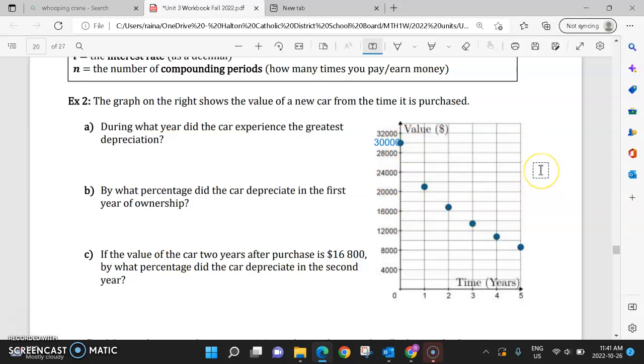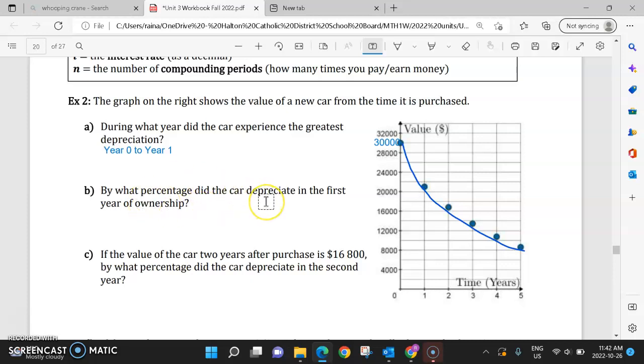During what year did the car experience the greatest depreciation? So if you look at this graph here, I'm going to draw a line connecting these dots, and you want to look for the line that has the steepest slope. So what is the most drastic decrease that you're looking at? And you'll notice that the most drastic decrease here is between year zero and year one. So I would say year one. Okay, year zero to year one. So over the course of the first year, and that's normally very common. The value of a car drops down by at least 30% the minute the car is taken out of the dealership. That's just very common with cars.